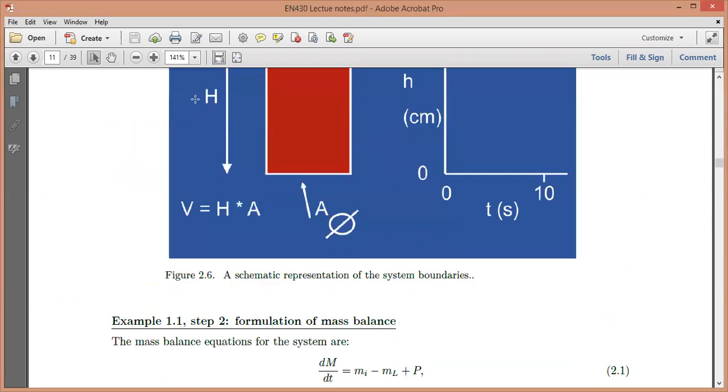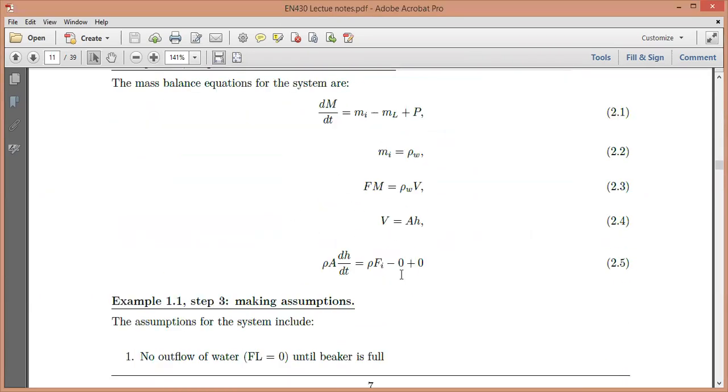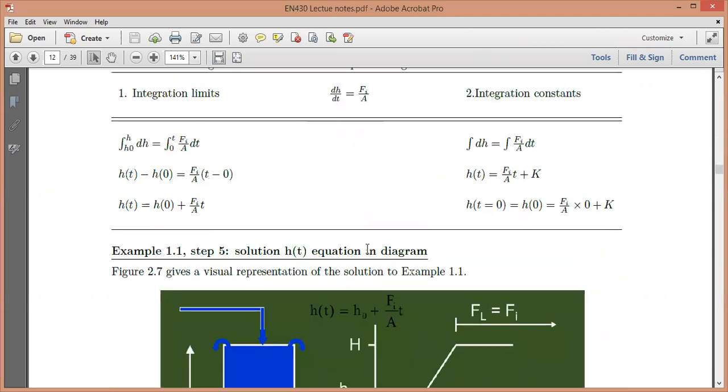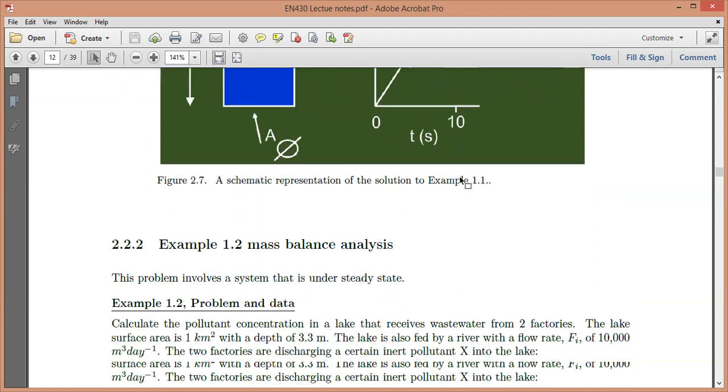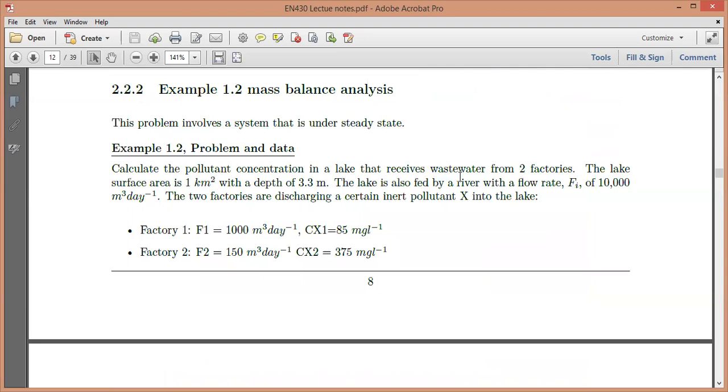Okay, so we looked at these equations, try to understand this graph. I hope we remember our discussions from this graph, that going forward, when the beaker is full, what happens? FL becomes equal to FI. Very important. Okay, so we continue to look at steady state.